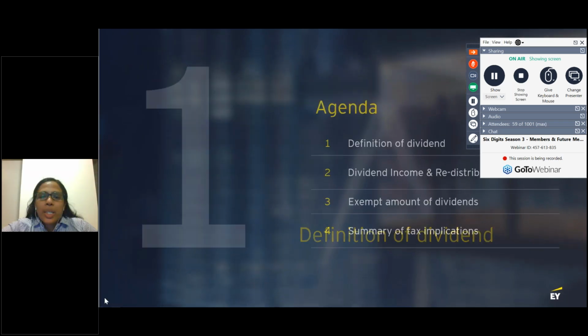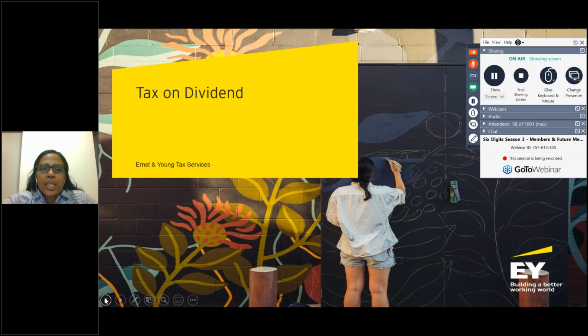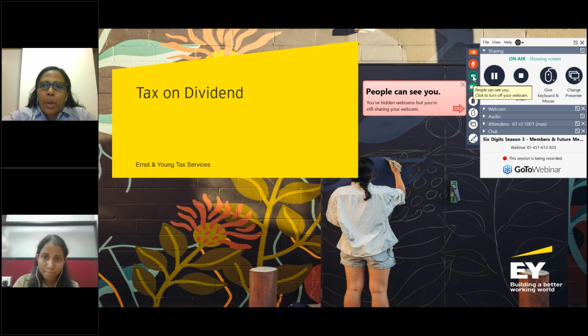Okay, good evening, everyone. Welcome to the second session of our program on the tax landscape in Sri Lanka. Today's topic is going to be tax on dividends. I have with me Jivanti, one of my colleagues, who will be assisting in the delivery of this program.